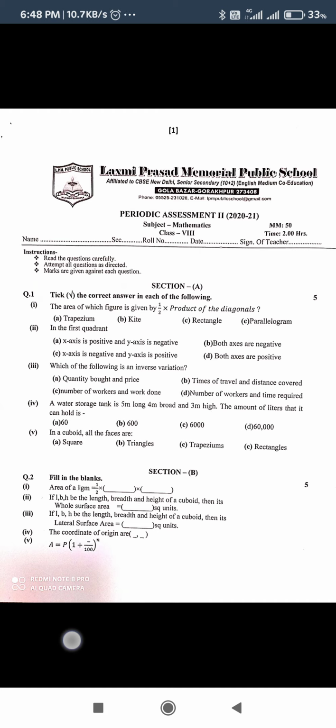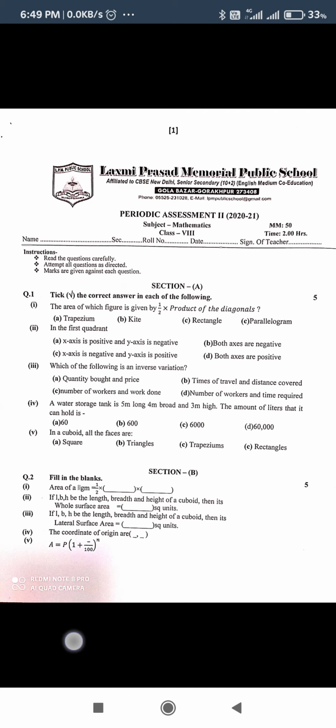So we have to calculate the volume of water by using the formula. So we have to tick the correct option. And in the fifth part: in a cuboid all faces are square, triangle, trapezium, rectangle. So we have to tick the correct option.